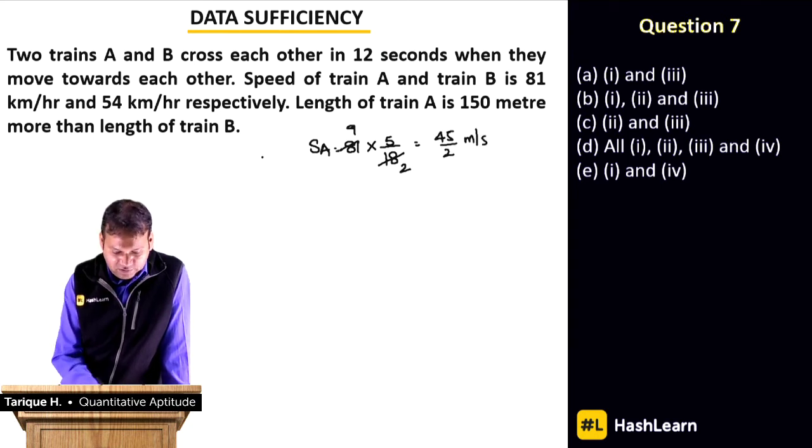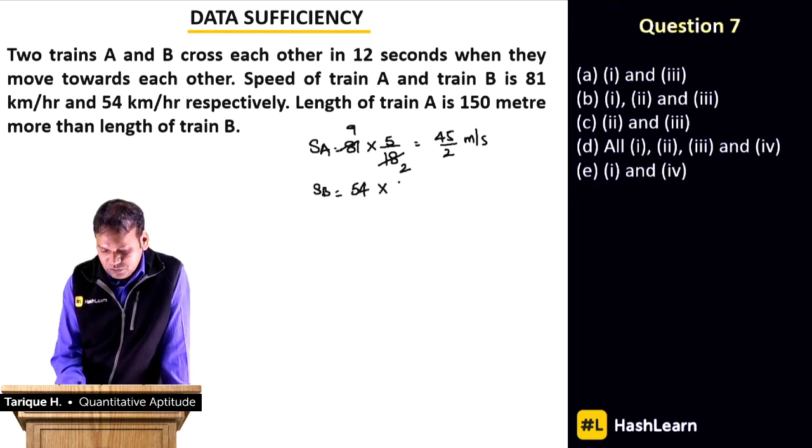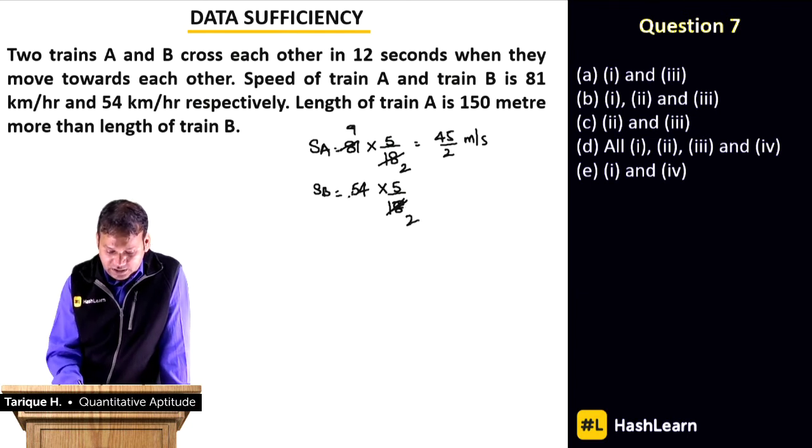Now let's look at 54. Speed of train B is 54. So multiply with 5 by 18. So 9 into 2 and 9 into 6, actually 18 into 3, so 2 into 3, and that's 15 meters per second.